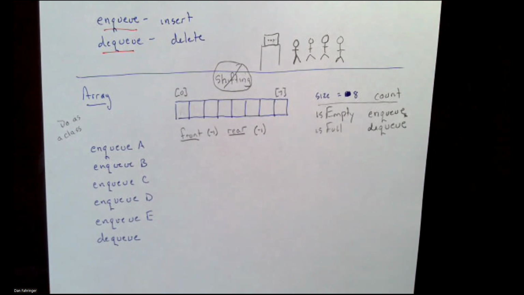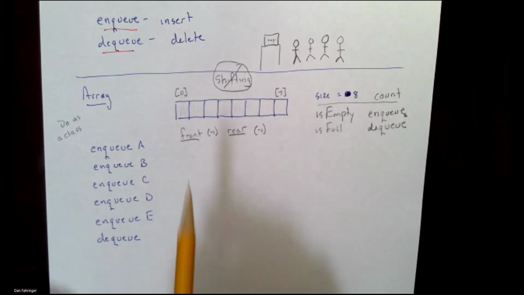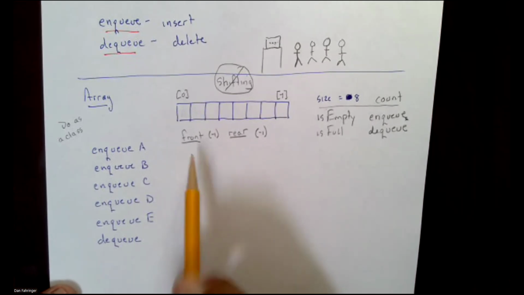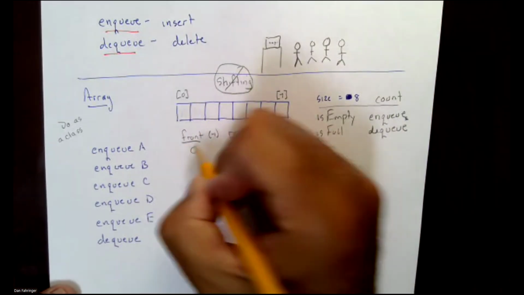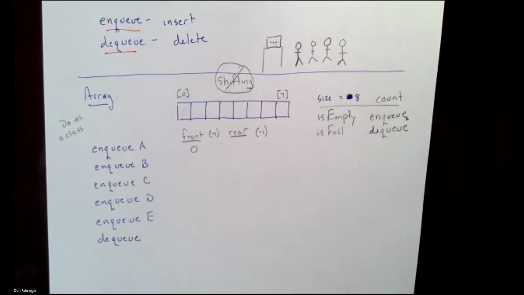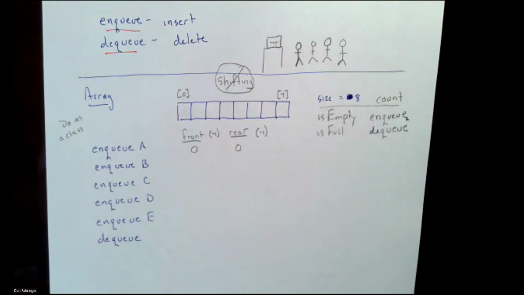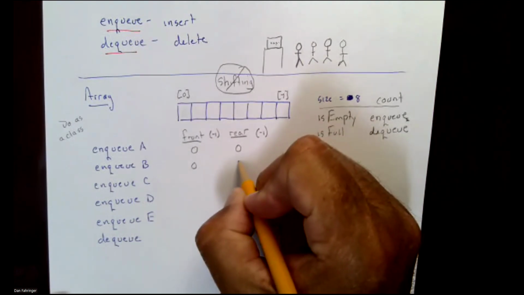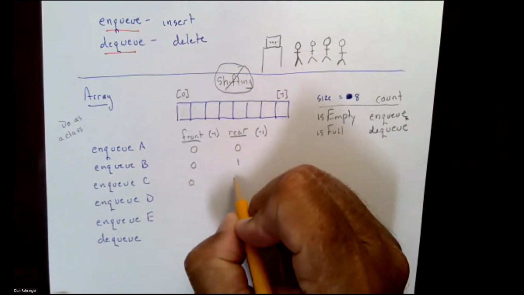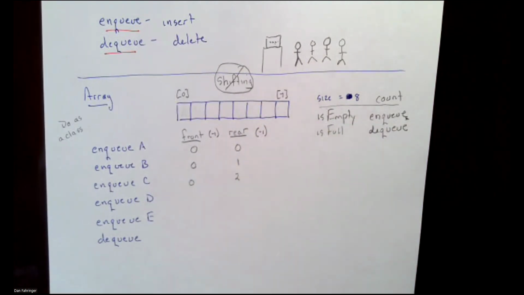Okay, if I NQA, what would the front become? Zero. What would the rear become? Would it also be 0 or would it be 1? It would also be 0. If I NQB, what would we have? 0 and 1. So it looks like every time I NQ, I'm adding 1 to the rear.